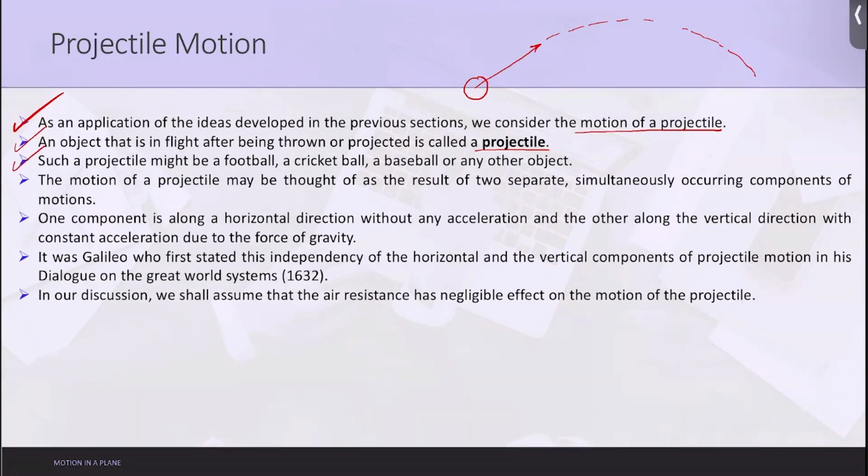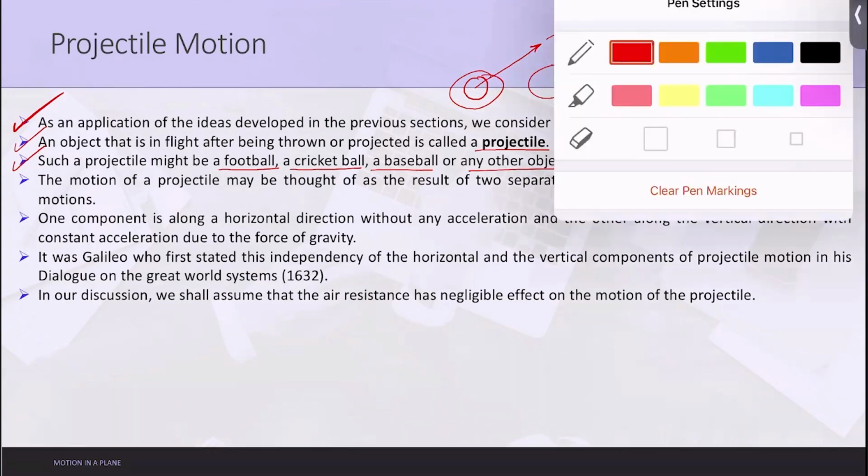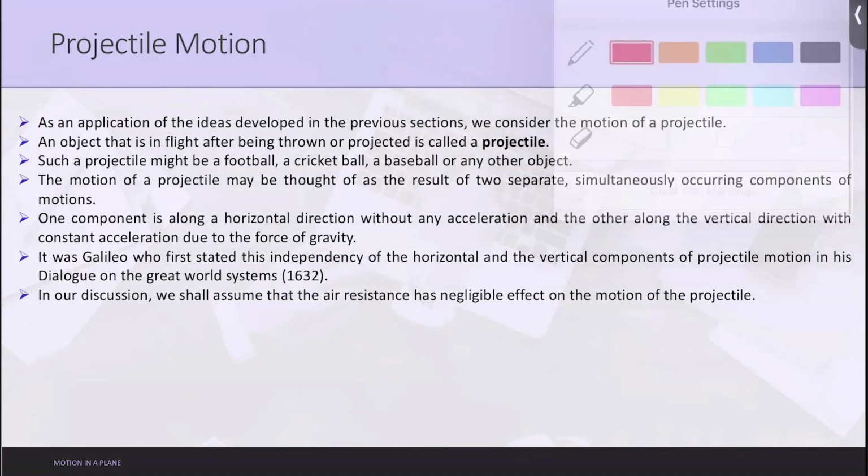Such a projectile might be a football, cricket ball, baseball, or any other object. It can be a football, a cricket ball, a baseball, a rock. It can even be you, if you can be streamlined so that the air resistance is negligible. You also follow the path of a projectile.